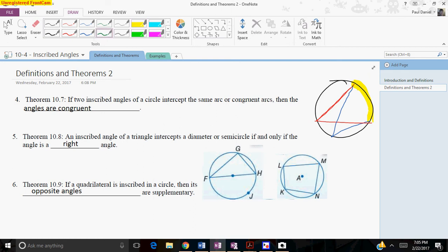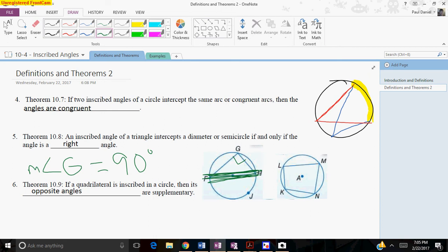For a triangle, if the inscribed angle of a triangle intercepts a diameter, or semicircle, then that angle is a right angle. So in this case, angle G, the measure of that is equal to 90 degrees.